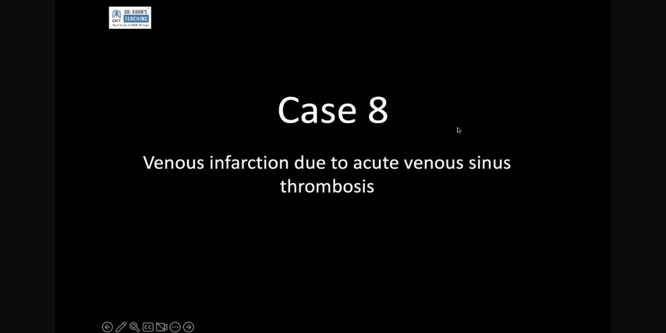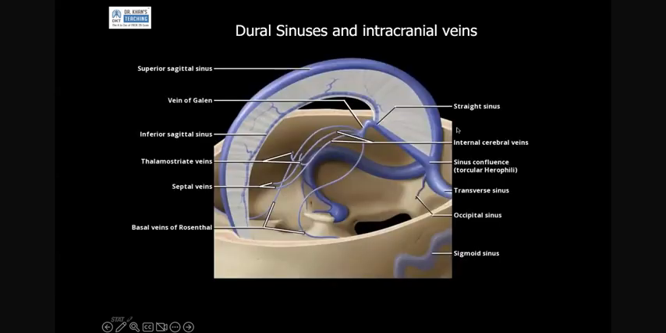This was a case of venous infarction due to acute venous sinus thrombosis. Just a recap, we have got a superior sagittal sinus. This is the inferior sagittal sinus. These two are internal cerebral veins, the vein of Galen. They combine with the inferior sagittal sinus to form the straight sinus. So the superior sagittal sinus is coming here. The straight sinus, this is the confluence of sinuses, and then the transverse sinuses, right and left.